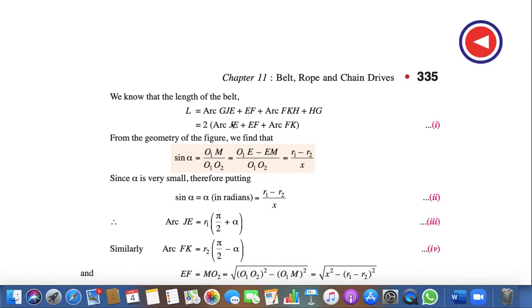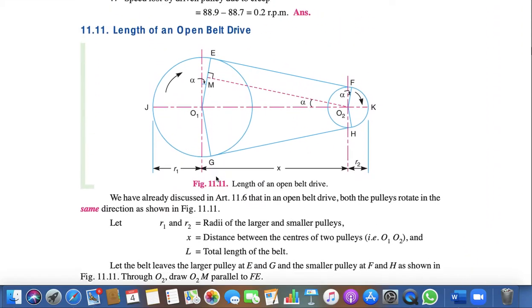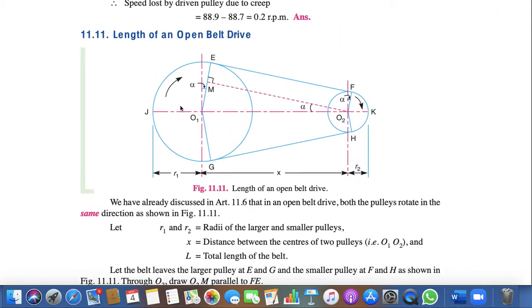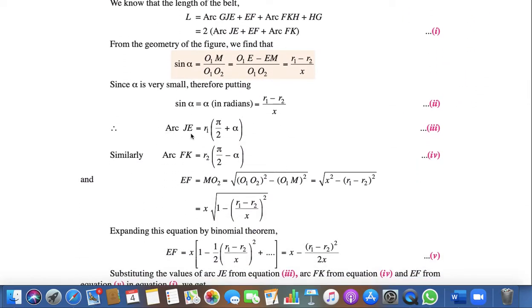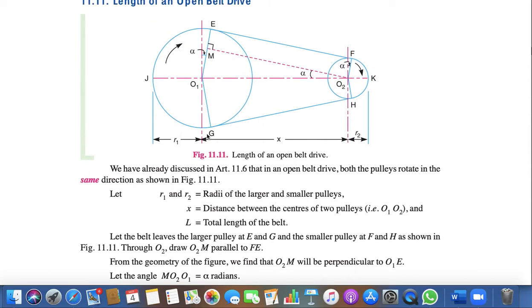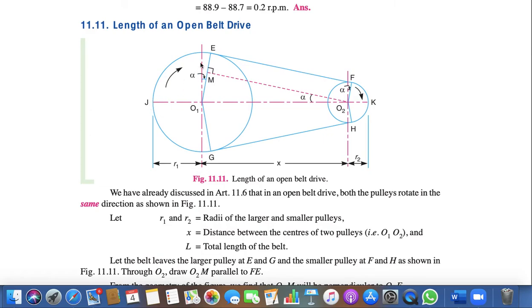This is one side, and you multiply it with 2, then you will get all the values, because EF and HG are the same. Now, as you know, sin alpha is equal to O1M divided by O1O2. If you consider this triangle O1, M and O2, with the help of this triangle you can calculate the value of sin alpha. Similarly, you can calculate the value of arc JE.